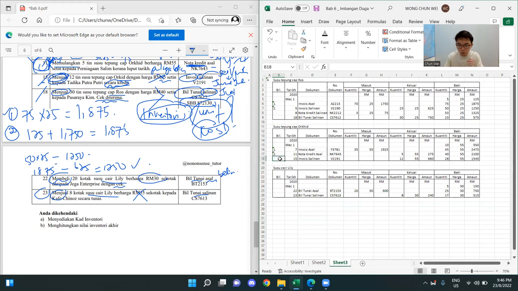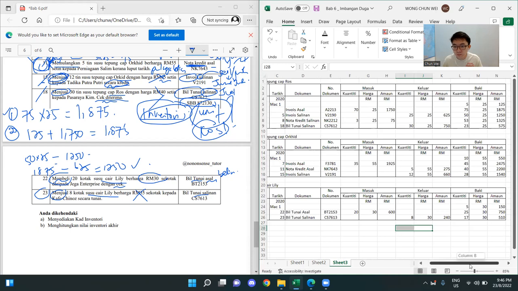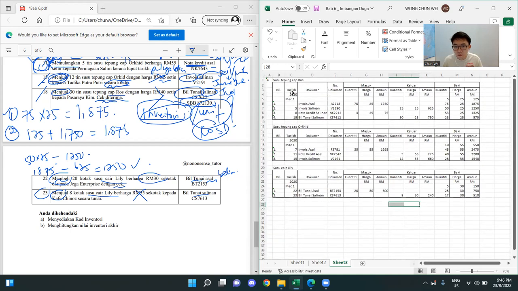Okay, 1, 2, 3, 4. 1, 2. All right, so you can see that for susu tepung cap rose, at the end we got 575.